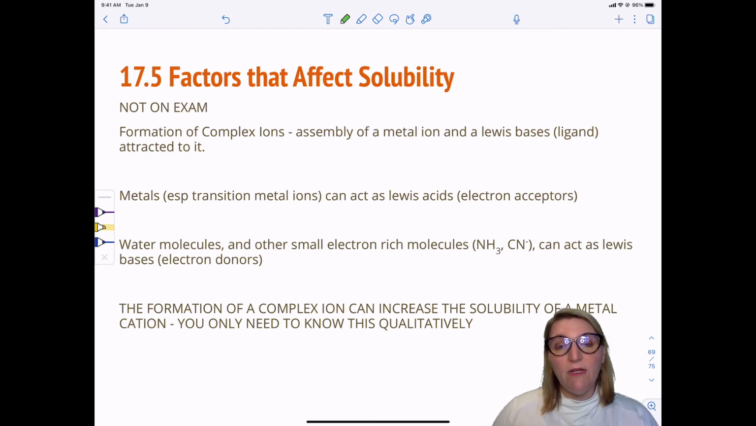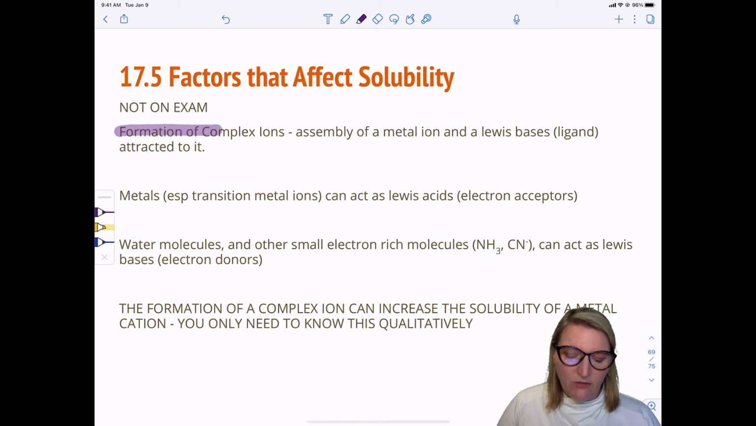Okay, so in this video here, we are going to take a little bit to look at something that's not really on the exam, but I feel weird not mentioning it. And that is another factor that affects solubility, which is the formation of complex ions.